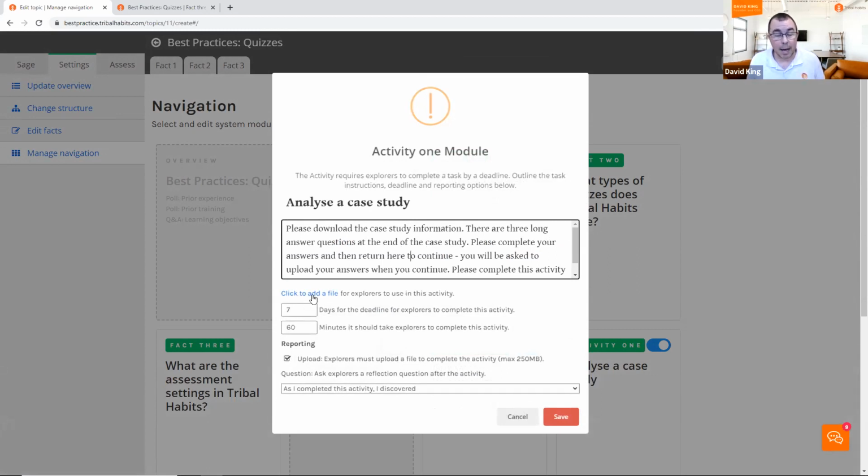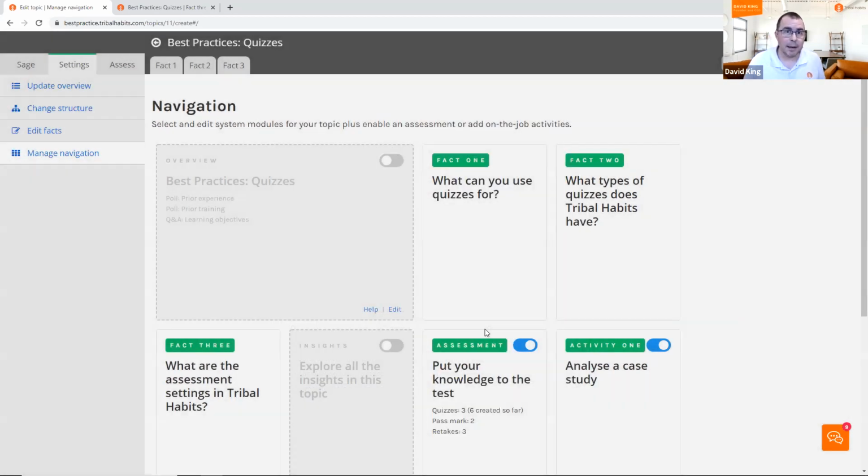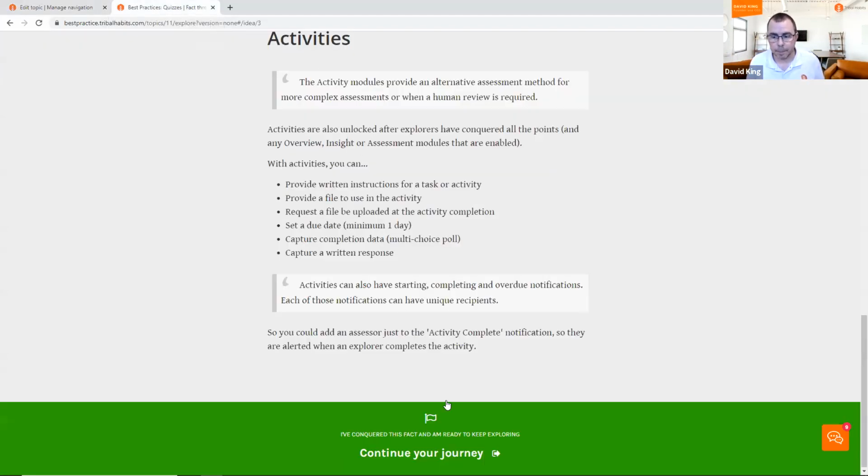I could then click here to add a file to give them the case study template. I'm giving them 7 days to do it and allocating 60 minutes of training time. And when they come back, they have to upload a file and answer this question. And so this is then a graded assessment, a non-graded assessment. You're going to need a facilitator or an assessor to look at it. But it's a great way to schedule up very complex bits of assessment at the end, and really where you're driving behavioral change or a demonstration of technique or application at the end.